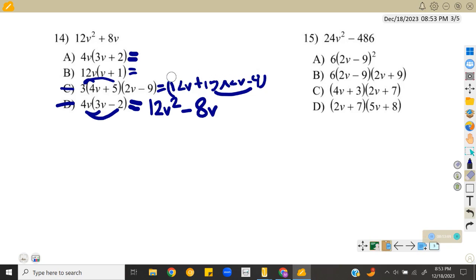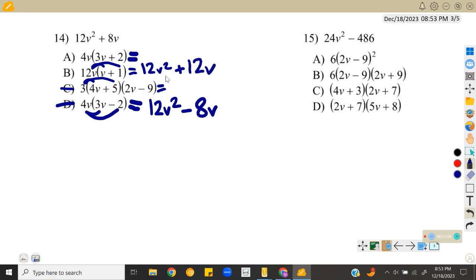The next thing we would do is inspect that last one and see what we get. If we look at this one, 12v times v is going to make 12v squared. And 12v times 1 is just 12v. You multiply something by 1, it doesn't change. So we got 12v squared plus 12v, and we can see that is not what we have up here. So this is also not the answer. Think about it: if you eliminate 3 of them, you have found the answer by process of elimination.